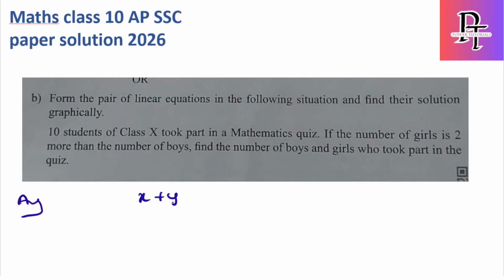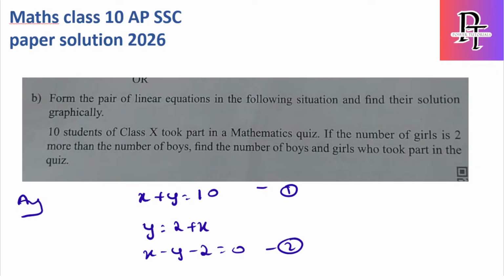x plus y, the sum of students, is 10. x is boys and y is girls. Okay, the second: the number of girls is 2 more than the number of boys. So if I move everything to one side, it becomes x minus y minus 2 is equal to 0. So this is the first equation and this is the second equation.